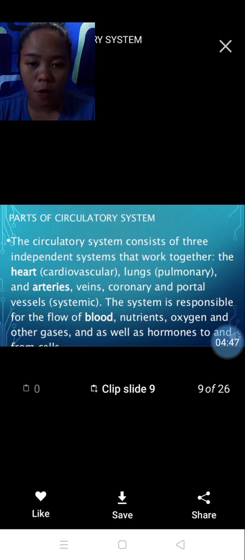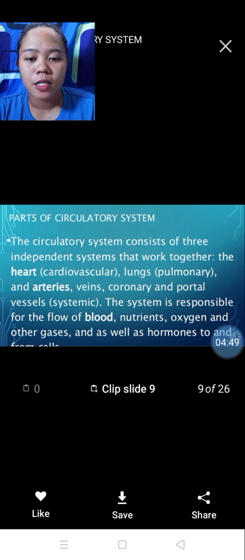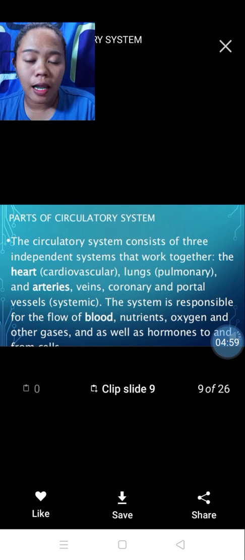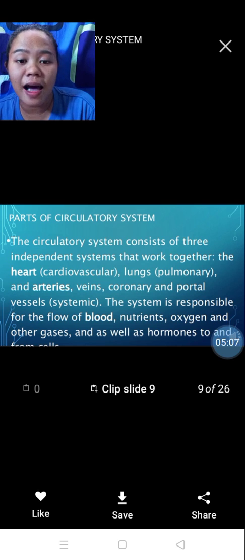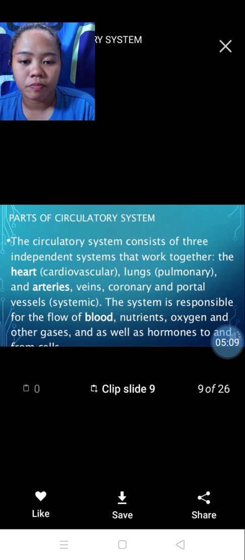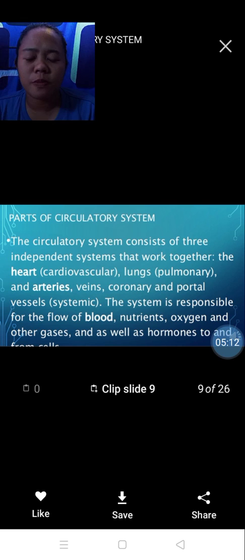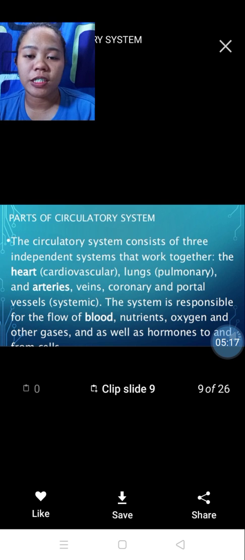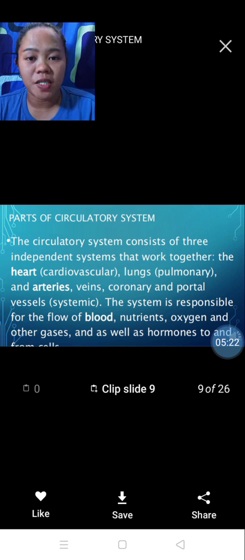Next. So, parts of the circulatory system. So, the circulatory system consists of 3 independent systems that work together. The heart, which is the cardiovascular, the lungs, which is the pulmonary, and the arteries, veins, coronary, and portal vessels, which is the systemic system. So the system is responsible for the flow of the blood, nutrients, oxygen, and other gases, as well as the hormones to and from the cells.